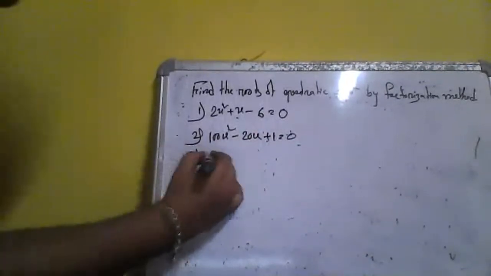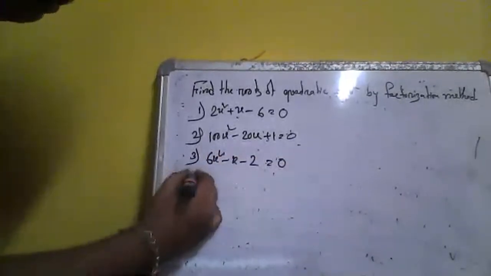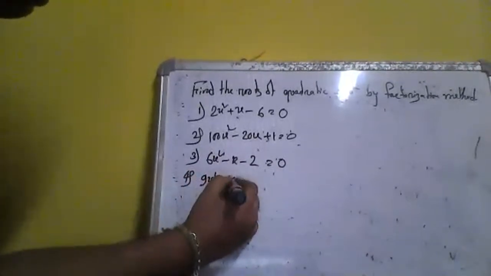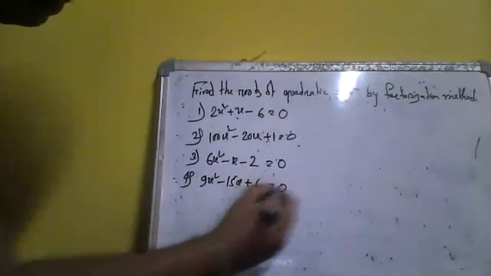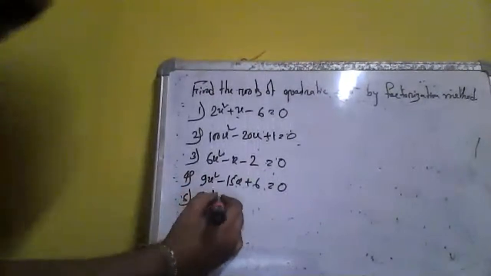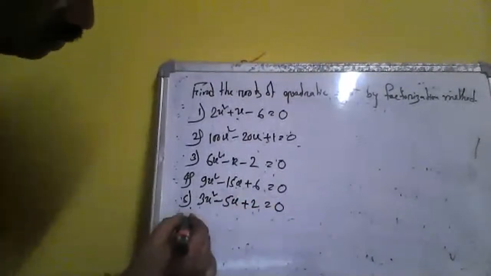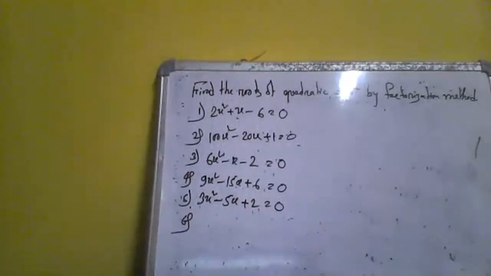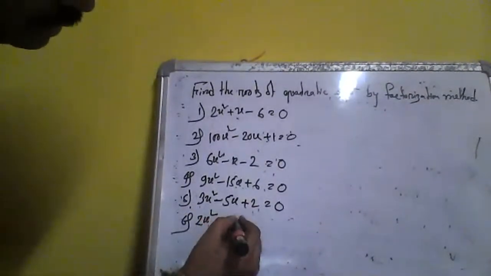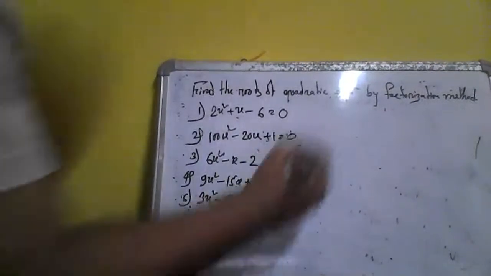Number 3: 6x square minus x minus 2 equal to 0. Number 4: 9x square minus 15x plus 6 equal to 0. Number 5: 3x square minus 5x plus 2 equal to 0. Number 6: 2x square minus 7x plus 3 equal to 0.